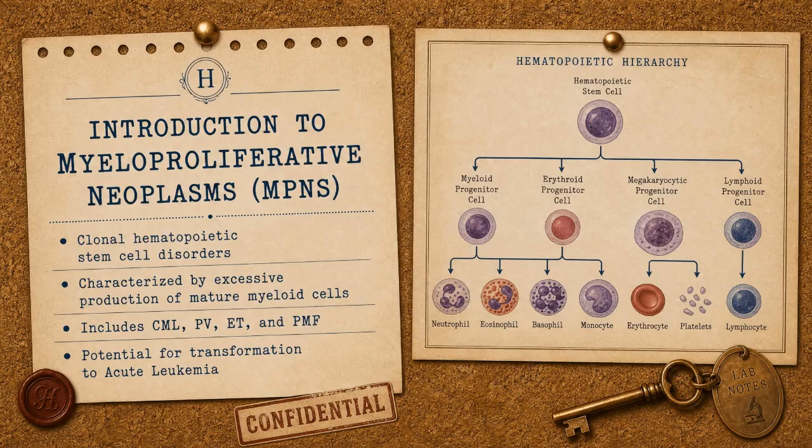Genetic mutations in the hematopoietic stem cells are the root cause, essentially telling the cell, go forth and multiply, and don't stop. So, when you're looking at a slide from a patient suspected of having an MPN, you're seeing the downstream effects of a single, genetically altered stem cell. Let's move on to how the big wigs, the World Health Organization, classify these fascinating disorders.